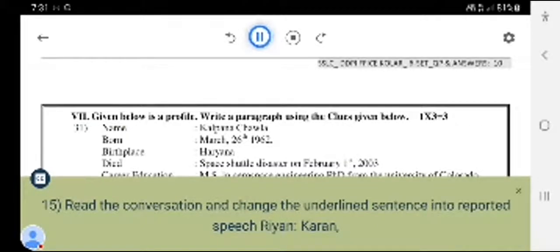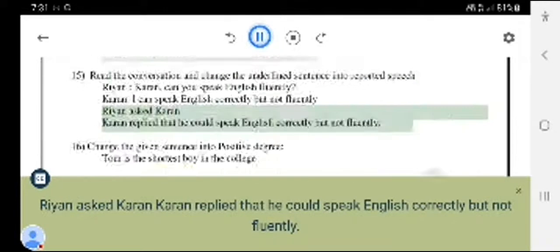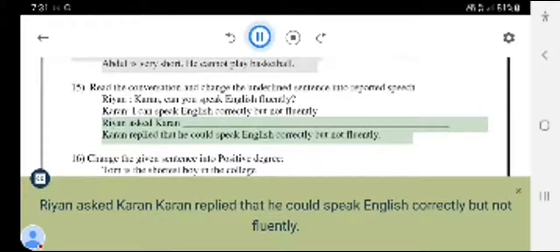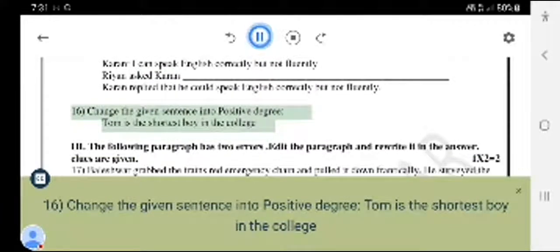15. Read the conversation and change the underlined sentence into reported speech. Rian: Karen, can you speak English fluently? Karen: I can speak English correctly but not fluently. Rian asked Karen. Karen replied that he could speak English correctly but not fluently. 16. Change the given sentence into positive degree. Tom is the shortest boy in the college.